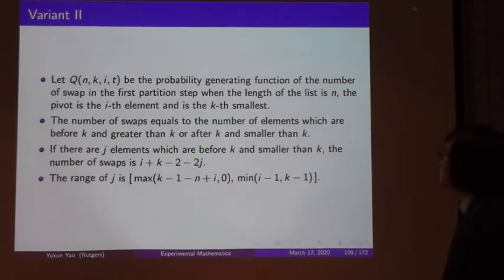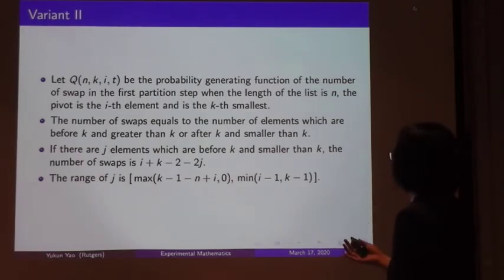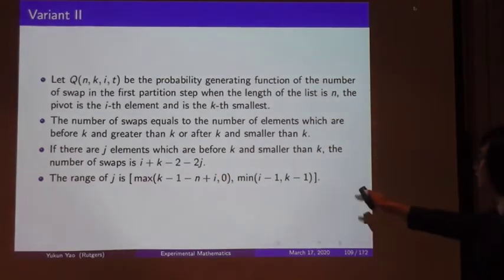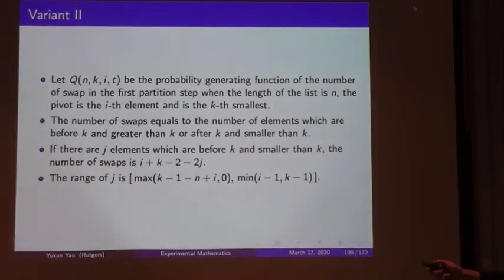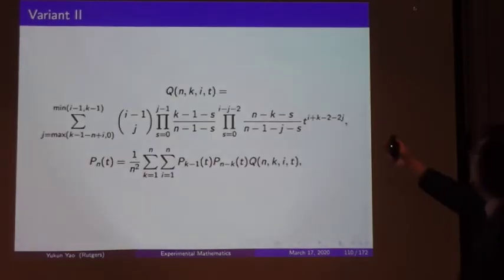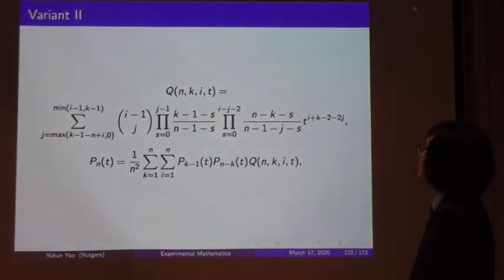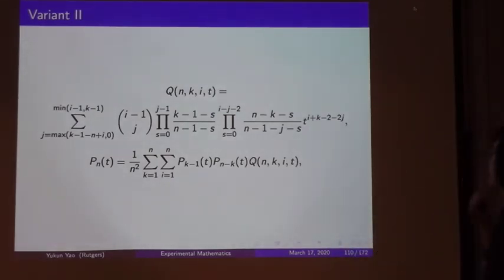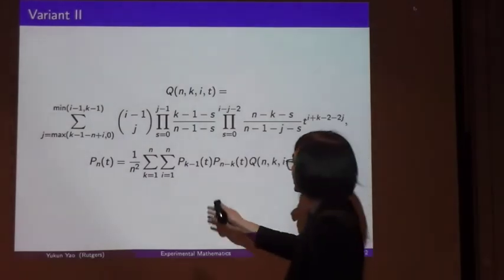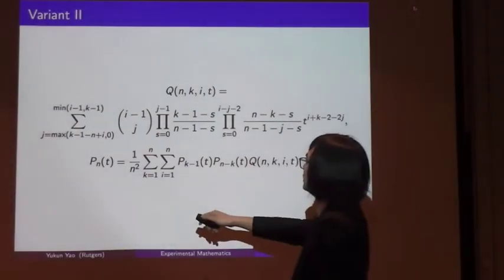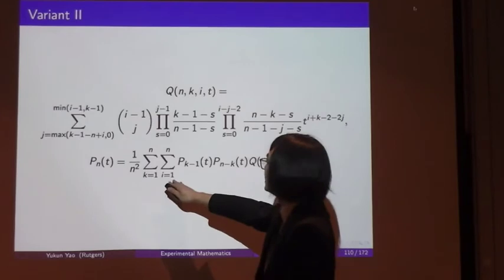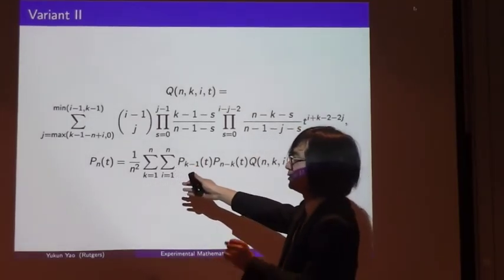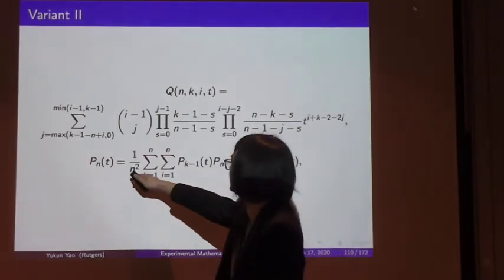If there are j elements which are before k and smaller than k, then we can get a number of swaps. We can also get a range of j. So this is the formula for Q of n, k, i, t. It looks like a very complicated summation. And then we can get the recursive relation for P n of t. Here we have a double sum because it depends on i and k. Altogether there are n squared cases, and each situation is equally likely, so we divide by n squared.